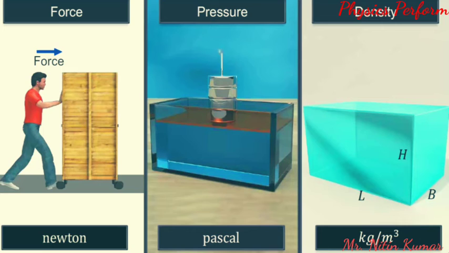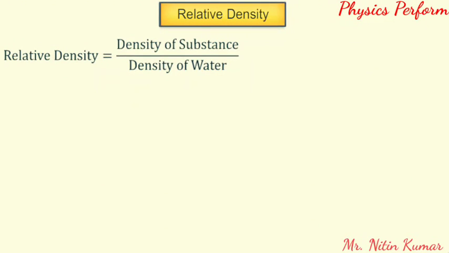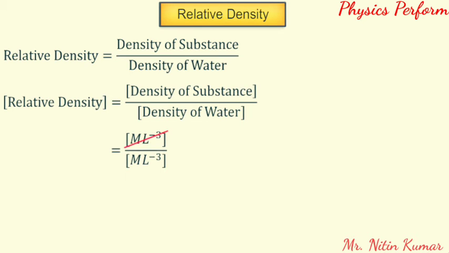But there are certain derived physical quantities that do not have units. For example, relative density is the ratio of the density of a substance to the density of water. As it is the ratio of two identical quantities, it does not have any unit. Therefore, the quantity relative density does not have any dimensional formula.